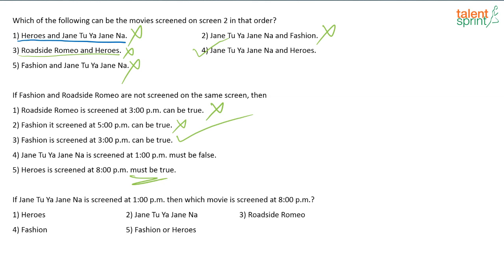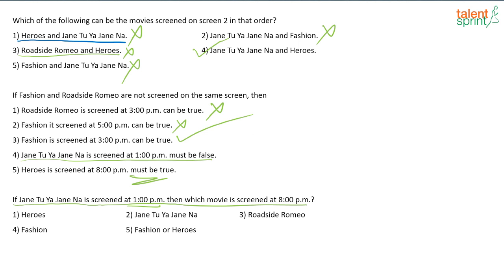Now, next one. See, again, now this one, right? Jane Tu Ya Jane Na is screened at 1 p.m. must be false. See, look at the very next question. If they are saying, if Jane Tu Ya Jane Na is screened at 1 p.m., then which of the movies is screened at 8 p.m.? So, this is a possibility, right? So, it will not be false for sure.